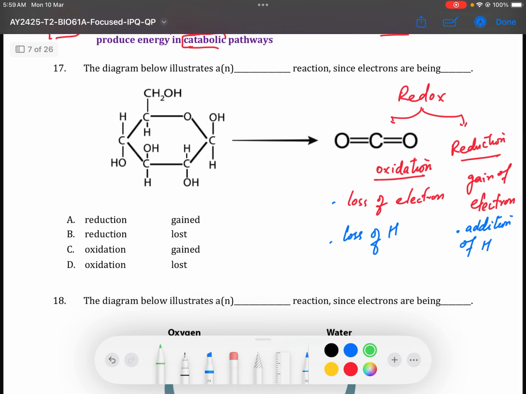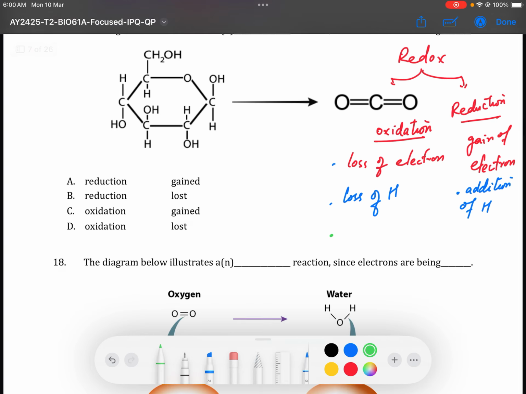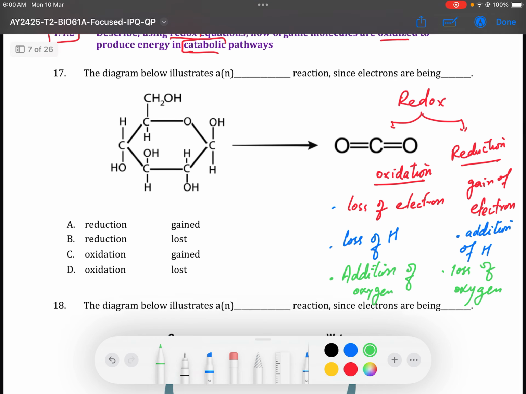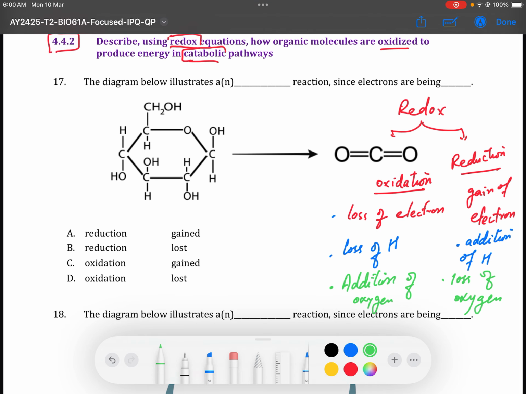If you are still not sure about this, you can look for oxidation as addition of oxygen, while on the other hand reduction is loss of oxygen. So this is how it works. You can go for any option out of these three, and then you can decide if the reaction is oxidation or reduction. So we will go with the diagram below.